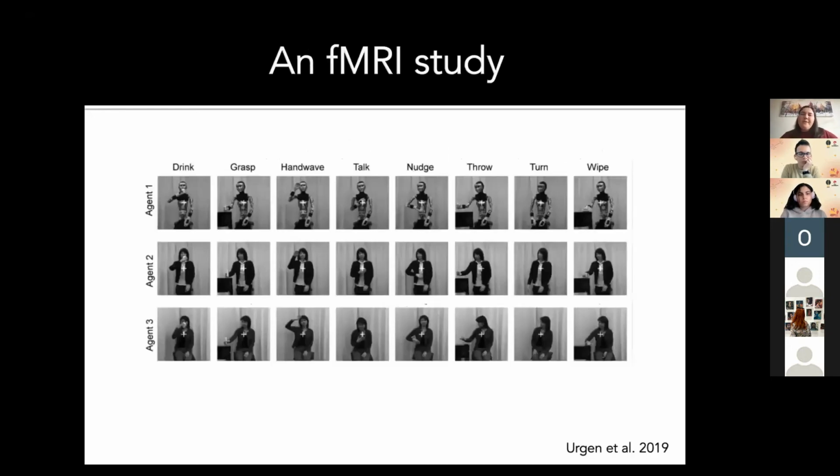So in our fMRI study, we had a relatively large set of actions. We had 3 agents: a robot agent, an android, a human-like robot agent, and a human agent. And then we had 8 different actions of these. So in total, we had 24 different movies. These are like 2-second short movies. And we presented them to human subjects, and we recorded brain activity.